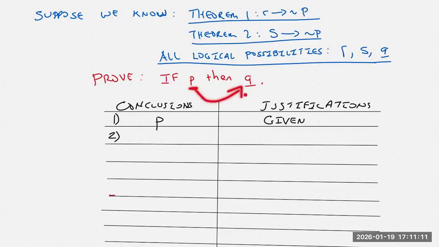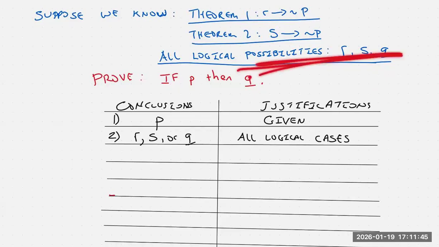So the first thing we're going to set up is, okay, we can get either R, we can get S, or we can get Q. How do I know that? It was told to us that those were the possibilities right here. So the justification is all logical possibilities, or if you want to be lazy like me, you can write all logical cases. It's going to either go to R, S, or Q. How do we know that those are logical cases? They told us right here. The P will go to either R, S, or Q. So write it down. P goes to either R, S, or Q.